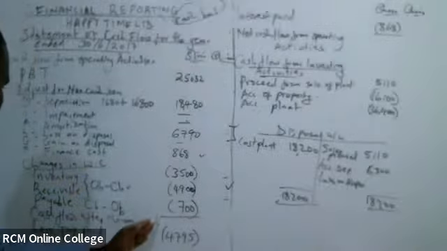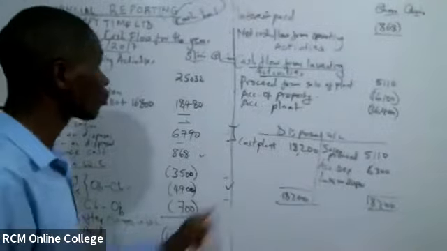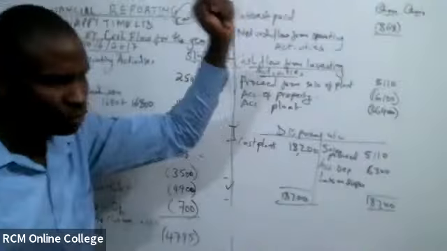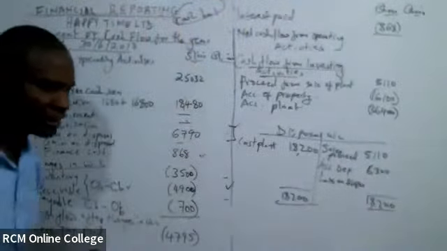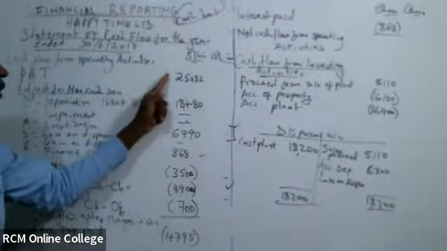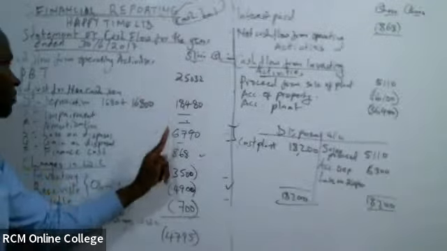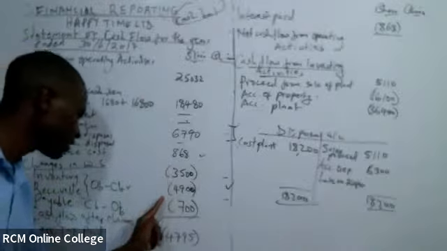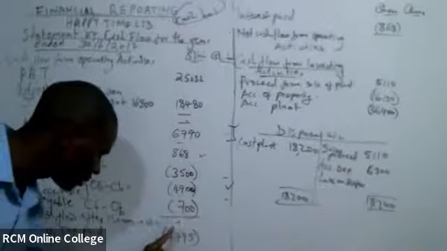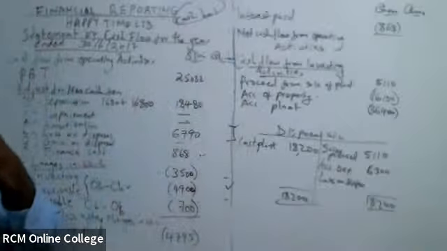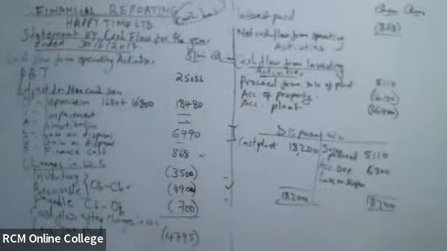Niongezee ukitoa tupate hapa, alafu tutoe hizi mbili tupate net cash flow from operating activity. Haya, somebody is just picking this. Plus this, plus this, plus this, minus this, minus this, minus this, get something, minus this, minus that. Haya, twende, tusonge. Songe hapo sasa.